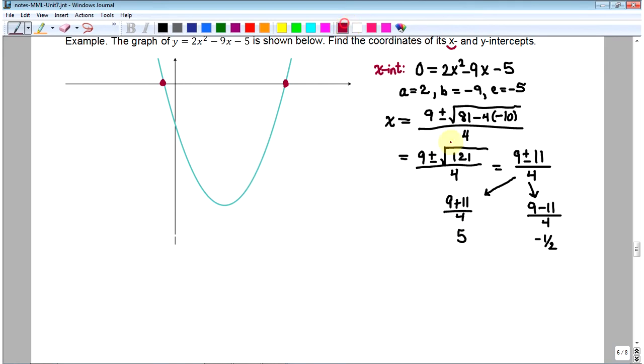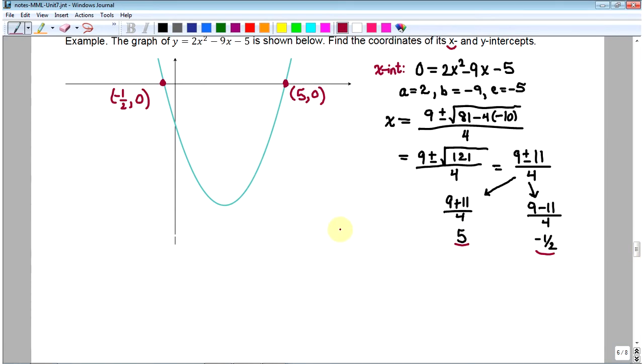But since we're talking in terms of a graph, let's label them as coordinates. So clearly, the one on the left has to be my negative 1/2. So that point would be negative 1/2, comma 0. And my positive x-intercept would be 5, comma 0.